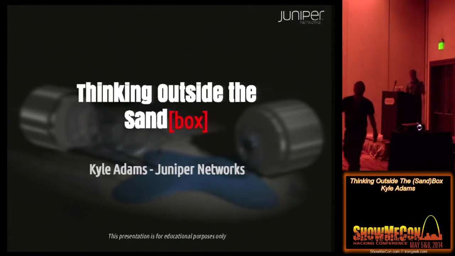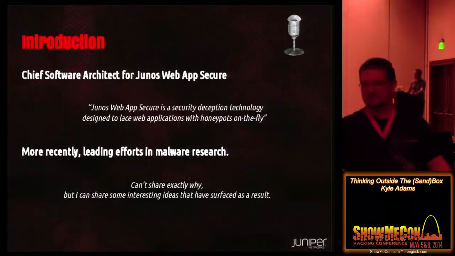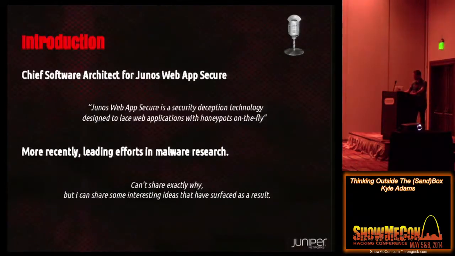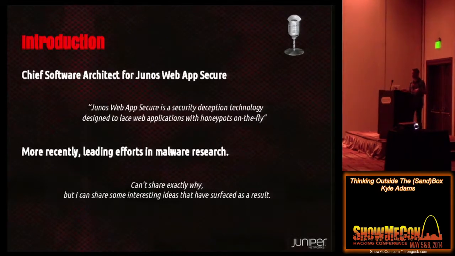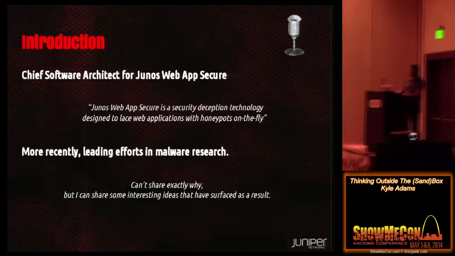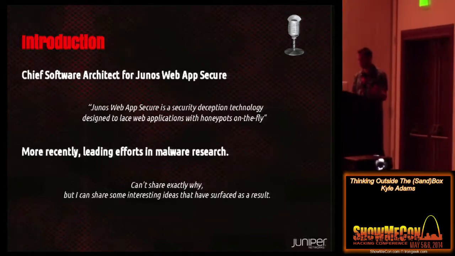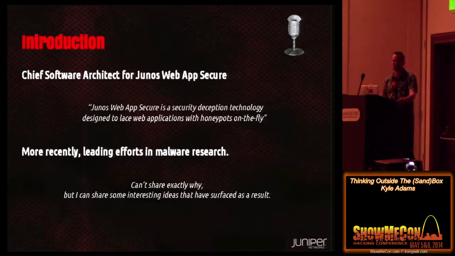All right, so Kyle Adams, Juniper Networks. Just to give you a brief overview, I was the chief software architect for Junos Web App Secure, which is basically a device you put in front of your website, and it puts lots of little honeypots throughout your HTML code. So it's a more realistic approach to honeypotting. But more recently, I've been working on some of Juniper's new products, which dive into the malware space. I can't really talk about how we're planning on building products around malware, but through the research, we've come up with a bunch of really interesting ideas and some interesting points that I'd like to share.